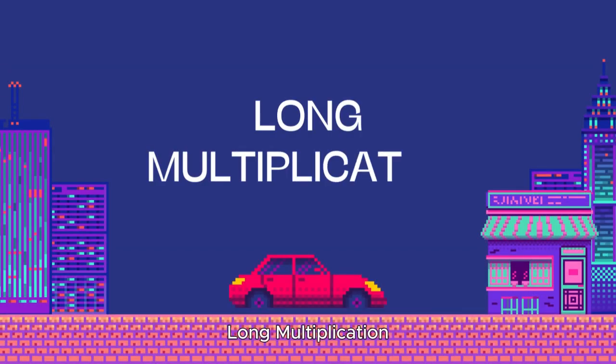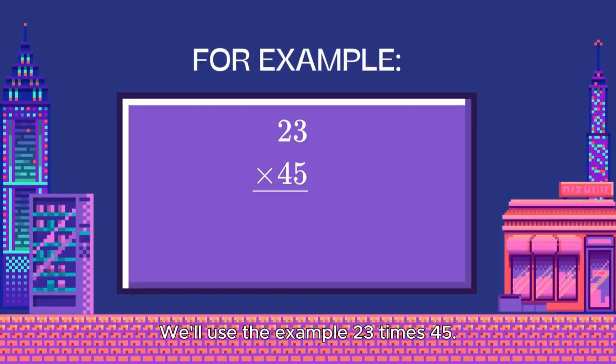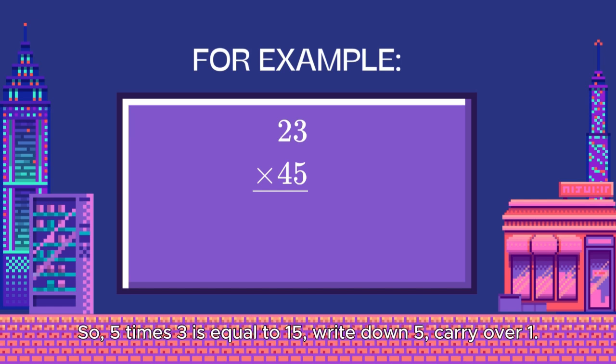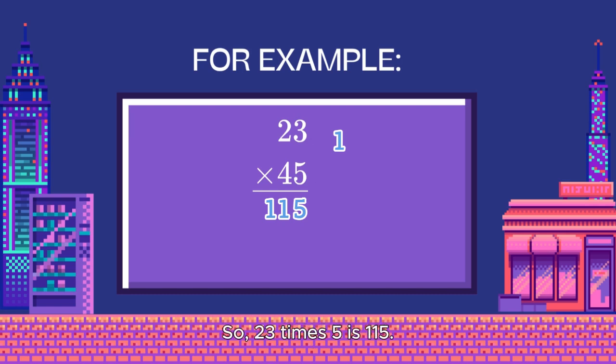Long multiplication. Long multiplication helps you multiply larger numbers. We'll use the example 23 times 45. Step 1. Write the numbers in columns and multiply the ones digit of the bottom number by each digit of the top number. So 5 times 3 is equal to 15. Write down 5, carry over 1. 5 times 2 is 10 plus 1 that carried over is equal to 11. Write down 11. So 23 times 5 is 115.